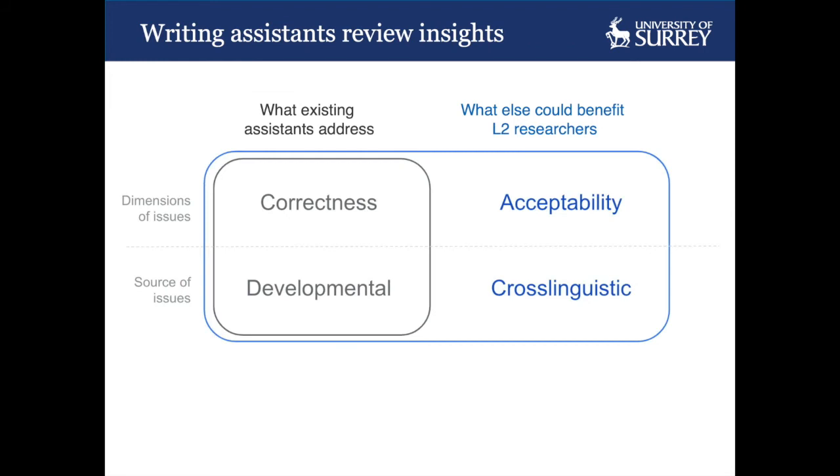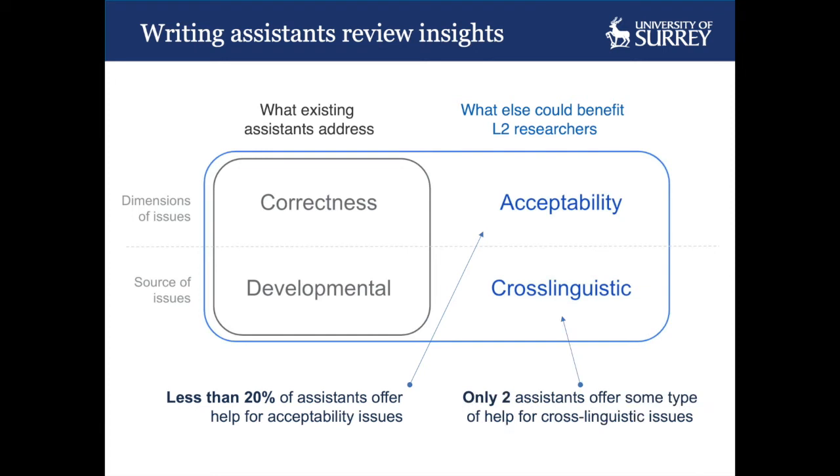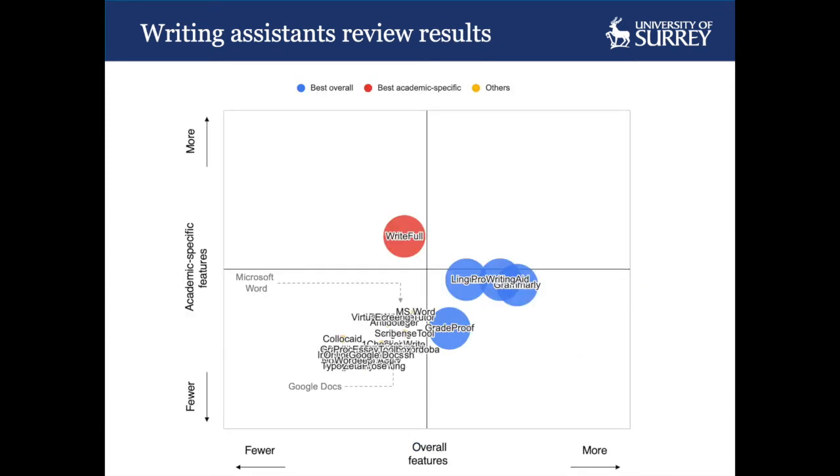From the writing assistants review, we can see that most assistants actually focus on correctness and developmental issues. In fact, less than 20% of assistants offer help for acceptability issues, and only 2 assistants offer some type of help for cross-linguistic issues. Here we have the overall analysis.